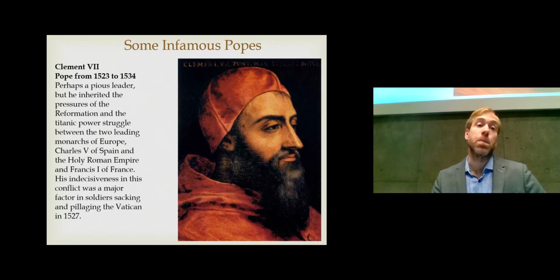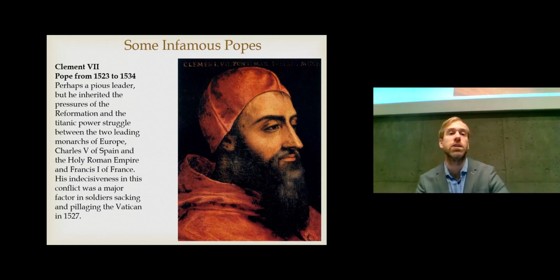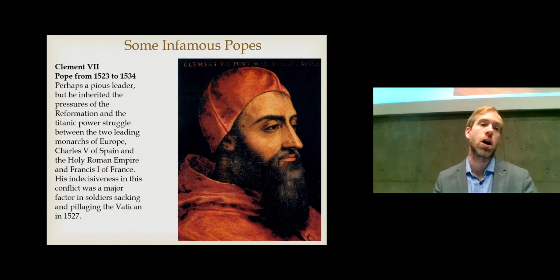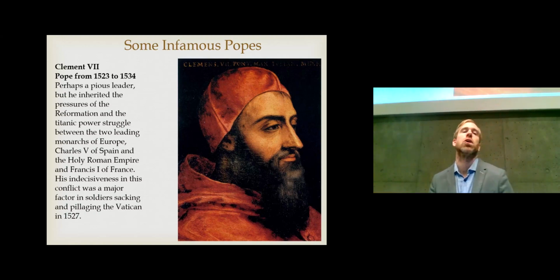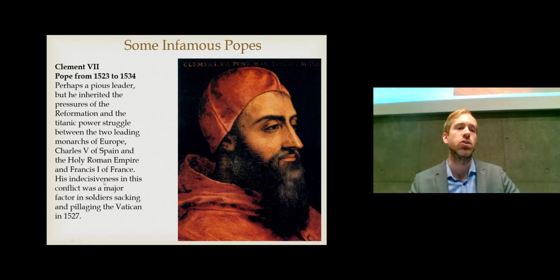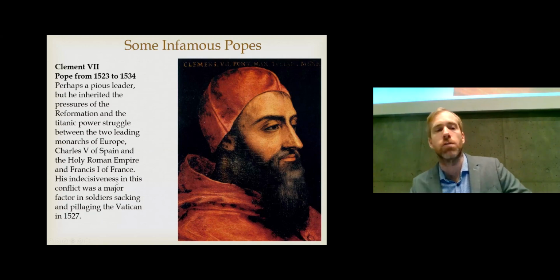Finally, Clement VII, Pope from 1523 to 1534, perhaps a pious leader, difficult to know, but he inherited the pressures of the Reformation, which we're also going to talk about, and the huge power struggle between the two leading monarchs of Europe, Charles V of Spain and the Holy Roman Empire. That was not atypical to have one monarch for two countries, and that's because of the ruling dynasties, the households, and Francis I of France.